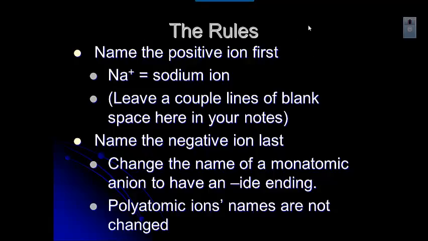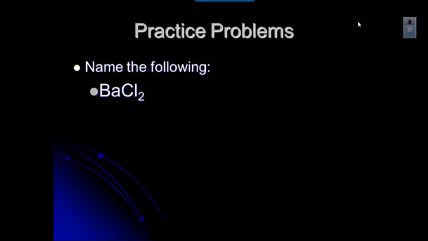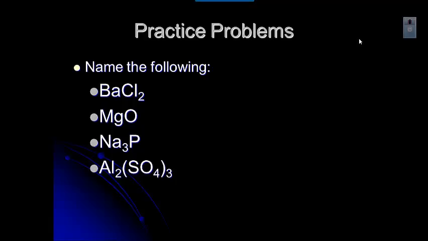If you have a polyatomic ion, one that you have to look up on the reference table, those do not change. We never change the name or the charge on a polyatomic ion. All right, so let's try a couple of practice problems here. So let's name the following list. So what you need to do is you need to look up the names of each of those elements.